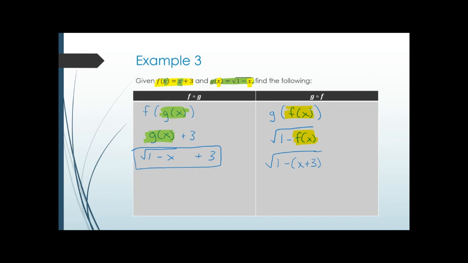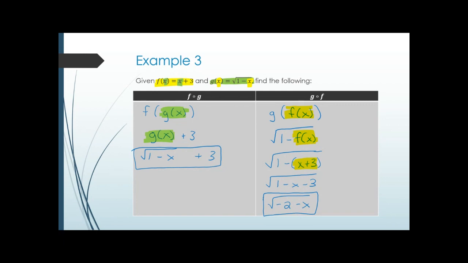Now I need to simplify in there, so I'm going to distribute that negative. So that's 1 minus x minus 3. And then I combine like terms. 1 minus 3 is negative 2. So it's negative 2 minus x. And then that is the simplified version where we plugged in f of x into g. So we replaced g's x with f of x, and f of x, again, is x plus 3.